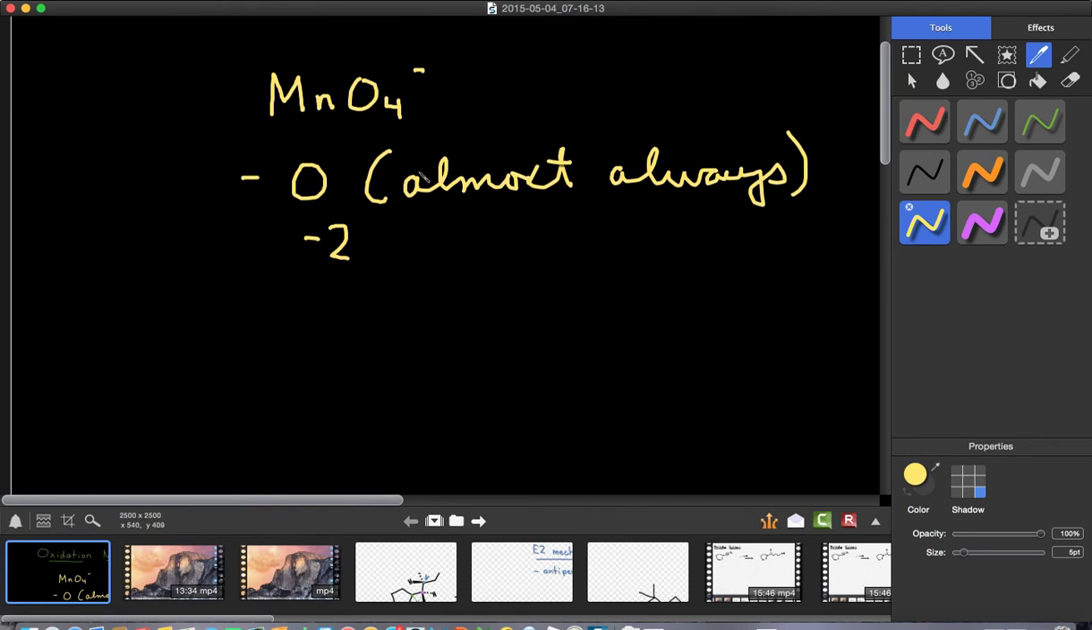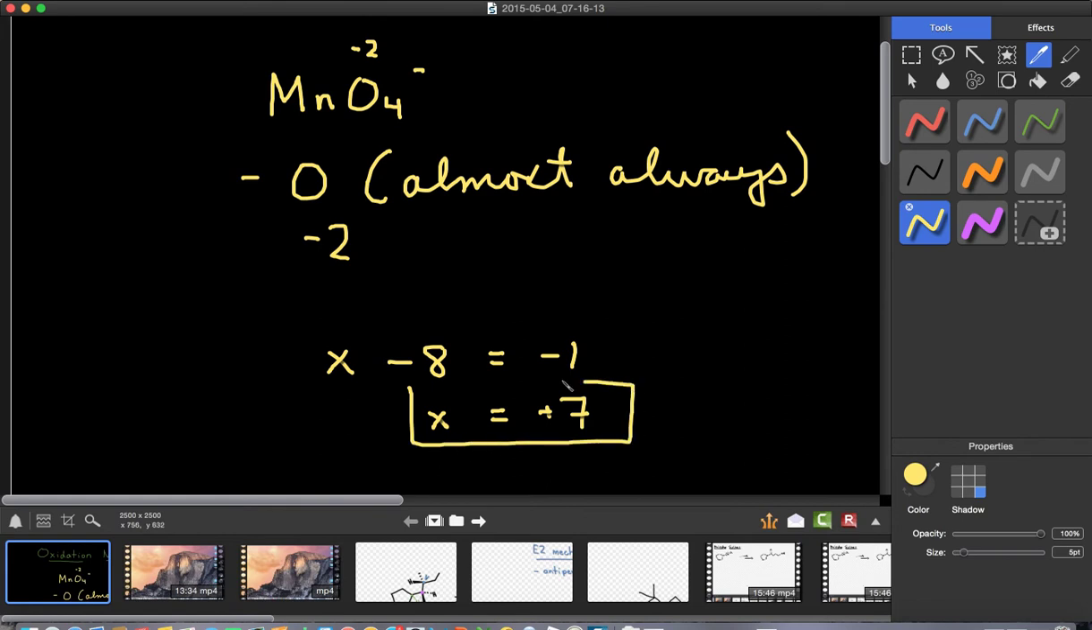So we know that oxygen is -2, and there are 4 of these. So all of the oxygens together has a charge of -8. I don't know what manganese is. I'm going to represent that as X. And I know that the overall charge of the ion is -1, and just a simple algebraic step shows us that manganese has an oxidation state of +7, an oxidation number of +7. And you'll need to be able to do that for a question or two on your final examination.